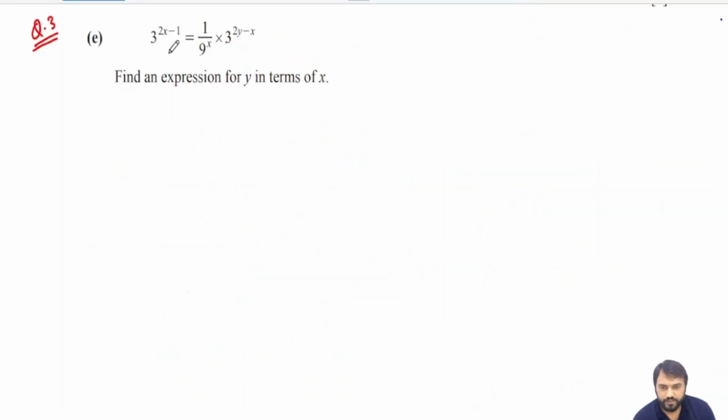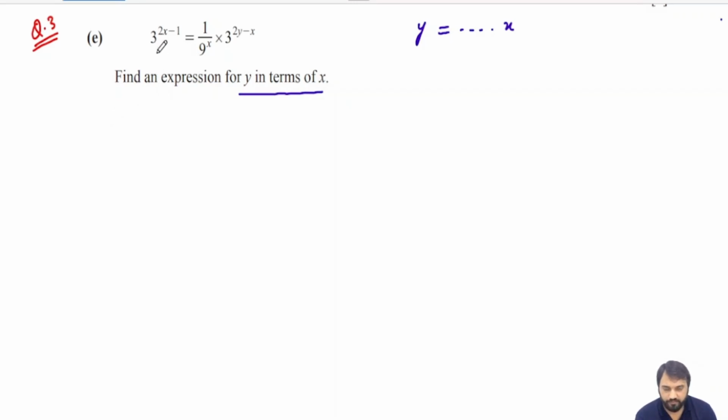Part E is 3 raised to power 2x minus 1 is equal to 1 over 9x into 3 raised to power 2y minus x. Find an expression for y in terms of x. So we have to find y in terms of x. It means y will be on one side and there will be the terms that contain x. Okay, so how can we do that?